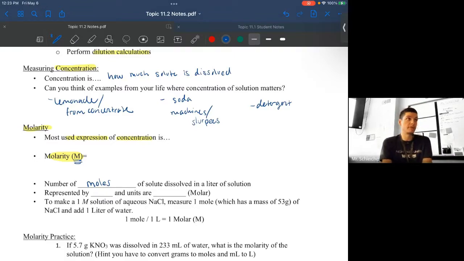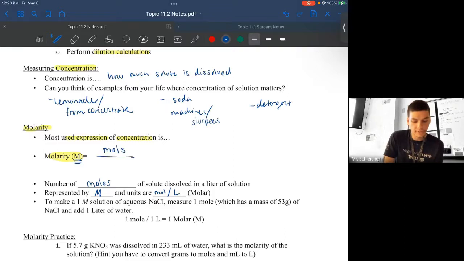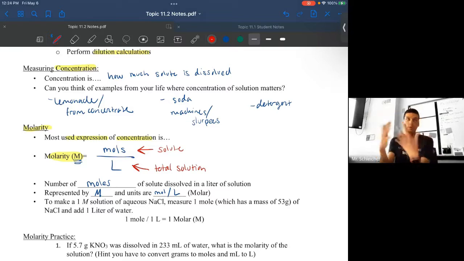If you don't know the number of moles, you need to solve for number of moles first. If you have grams, you have to convert to moles first. This is represented by our capital M. Sometimes it's italicized, so it'll be a little slanted. The units are going to be moles per liter, mol/L. If you're looking for an equation for molarity, molarity should be equal to moles over liters. Whenever we talk about moles, this is moles of solute and liters of total solution. So how much space is your total solution taking up? That's the liters you're taking into account here.